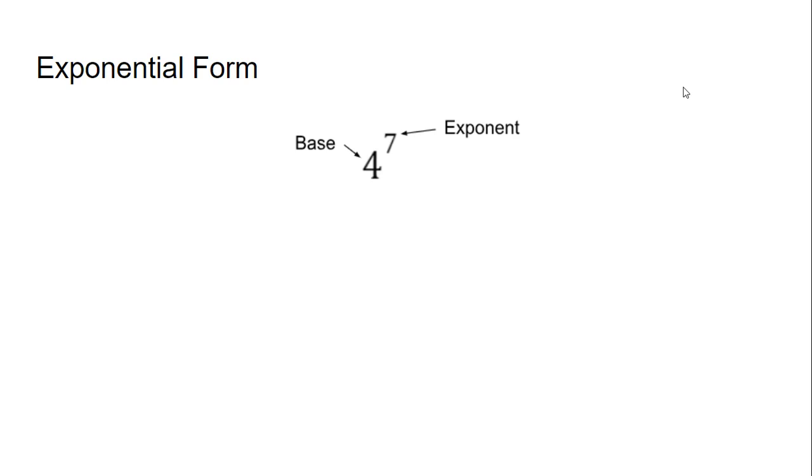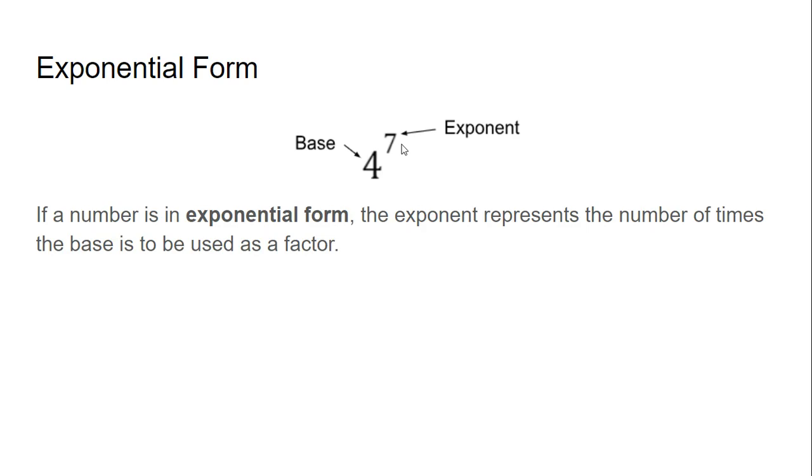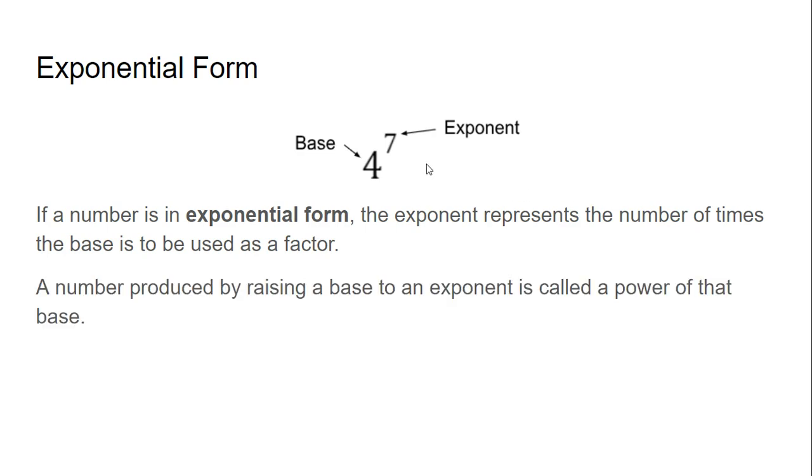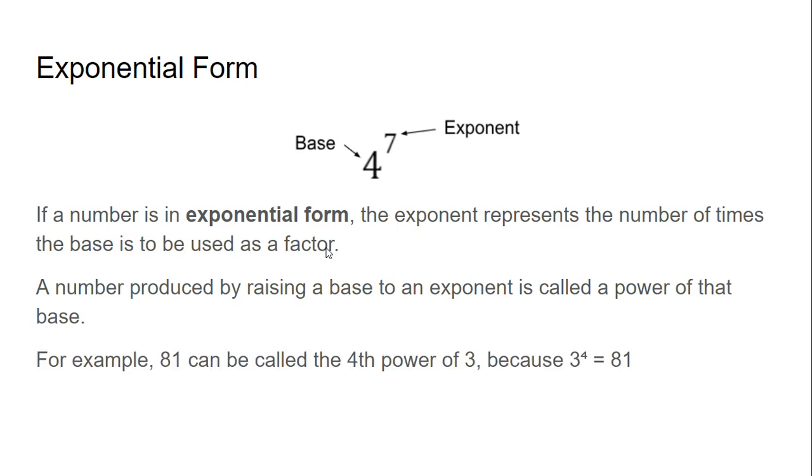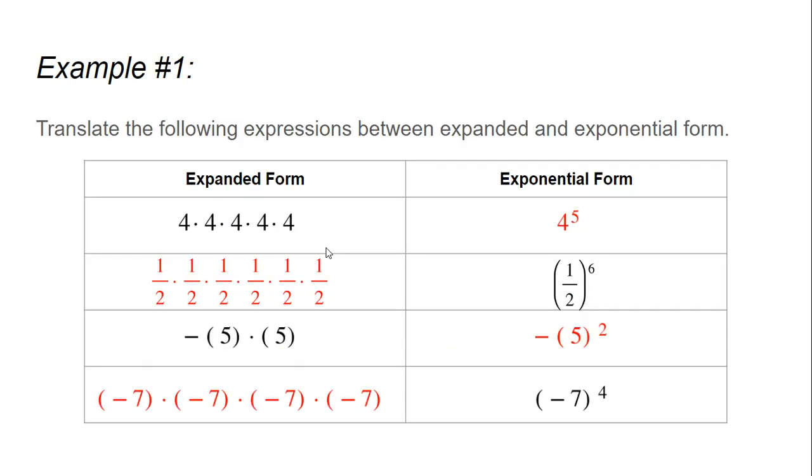When we say something is in exponential form, there's going to be a base and an exponent. And if a number is in exponential form, the exponent is going to represent the number of times that the base is to be used as a factor. So a number produced by raising a base to an exponent is called a power of that base. For example, 81 can be called the fourth power of 3 because 3 to the fourth power, or 3 times 3 times 3 times 3, is going to be equal to 81.